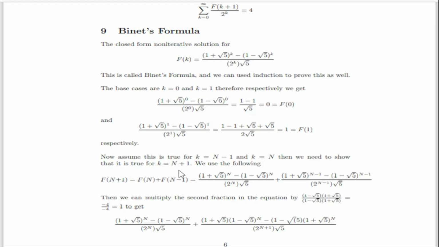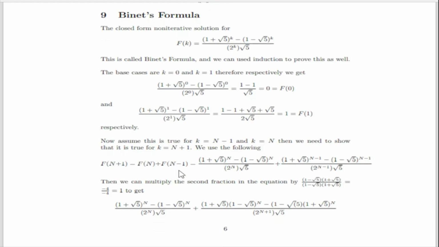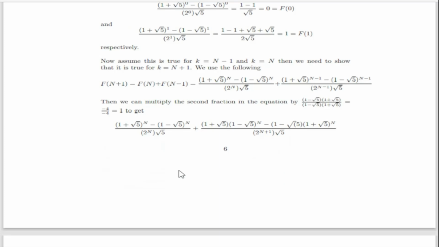So now assume it is true for k equals n minus 1 and k equals n. Then we need to show that it is true for k equals n plus 1. We'll use the following. So f of n plus 1 equals f of n plus f of n minus 1, which equals ((1 plus the square root of 5) to the n minus (1 minus the square root of 5) to the n), all over 2 to the n over square root of 5. That is just the f of n term.